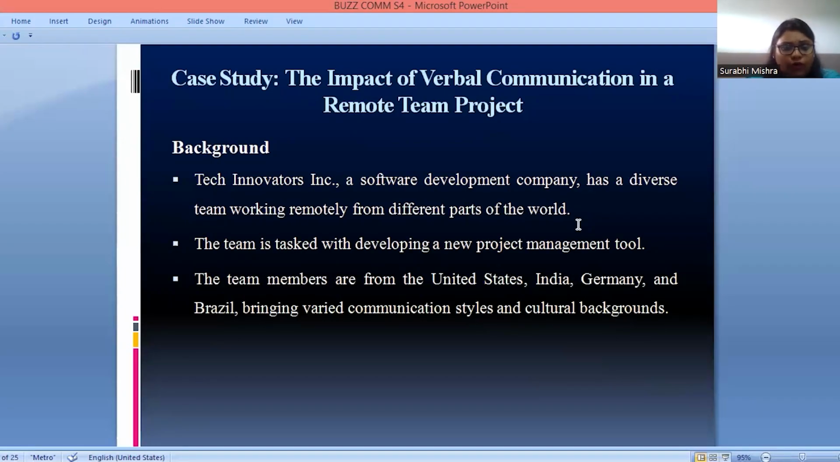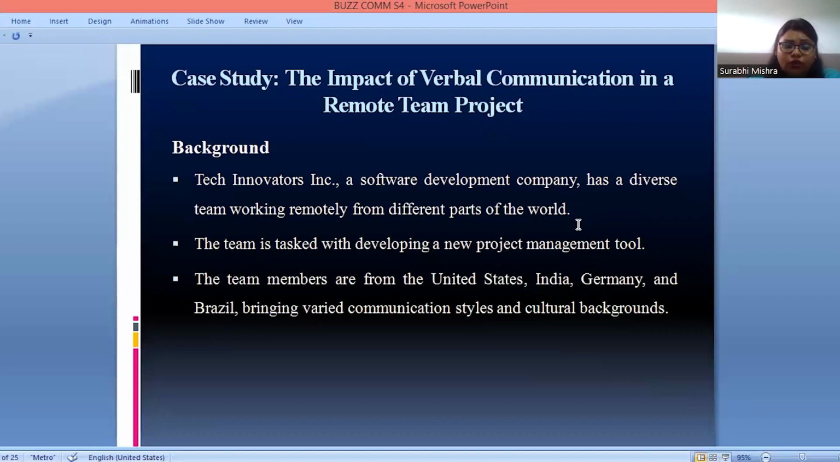So just moving ahead to the background of the case then. Tech Innovators Inc. is the name of the company. Tech Innovators Inc. is a software development company with a diverse team working remotely from different parts of the world. The team is tasked with developing a new project management tool. The team members are from the United States of America, India, Germany, and Brazil, bringing varied communication styles and cultural backgrounds.